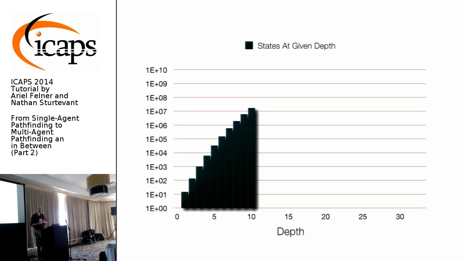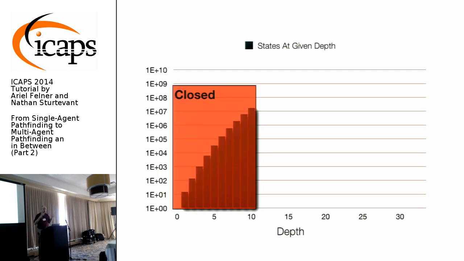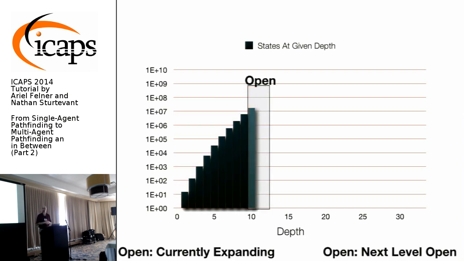In order to do this, we can think about 4 classifications of states. We have states that are closed. These are states for which I know exactly the depth in the breadth-first search, and I'm done with them. I don't really need to look at them again except for duplicate detection, which I'll talk about more in a second. And then I have states that we'll call open.